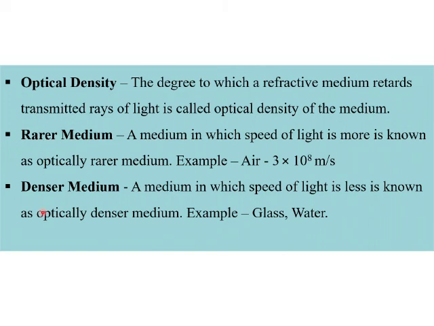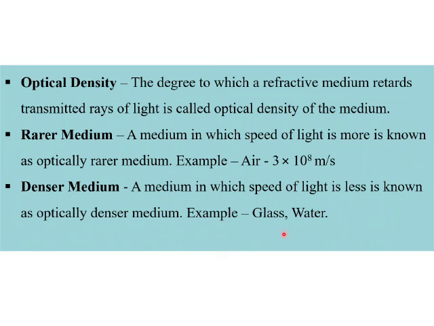Accordingly, we have two types of mediums, rarer medium and denser medium. Rarer medium: a medium in which the speed of light is more is known as optically rarer medium. Example, air. We know that the speed of light in air is maximum. Denser medium: a medium in which the speed of light is less is known as optically denser medium, that is glass and water are considered to be denser mediums where we find that the speed of light is less.